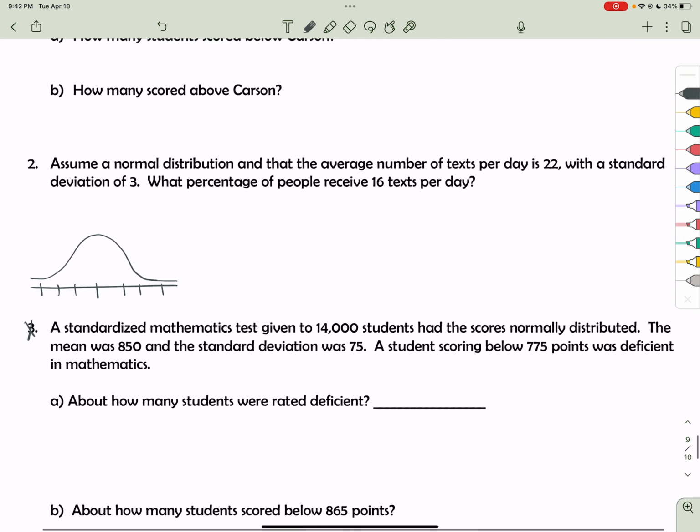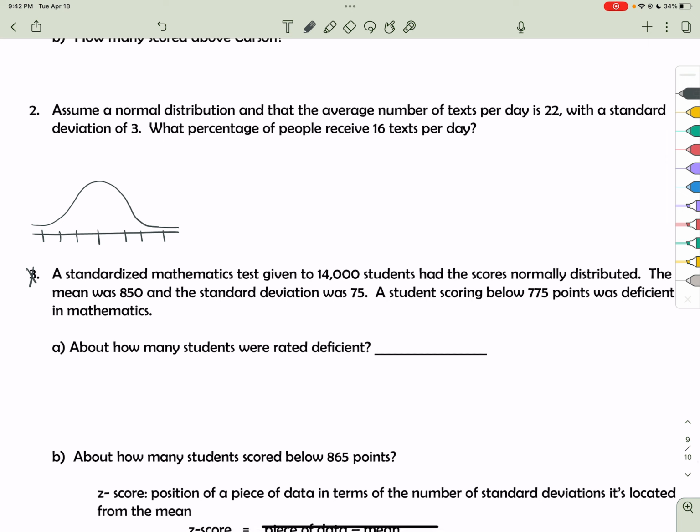All right, let's skip to number 2 and just look at one more example. Number 2 says, assume a normal distribution. I can't assume it unless it tells me, so that just tells me it will be the bell curve. And that the average number of texts per day is 22. This is very old. The average is 22, so that's going to go right here in the center of my bell curve, with a standard deviation of 3. So I'm counting plus 3, plus 3, plus 3. I'm going to go from 22. 25 is one standard deviation up. 28 is another standard deviation, or 2. And then 31 is 3 standard deviations. Going to the left, I'm going to subtract. So I'm going to have 19 is one standard deviation, 16, and 13.